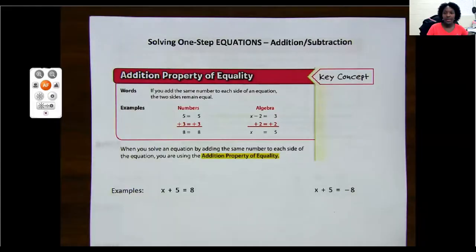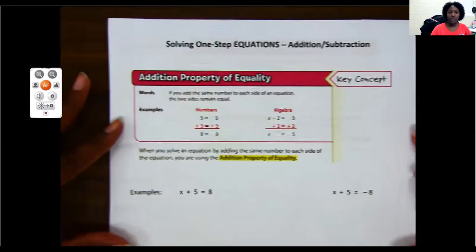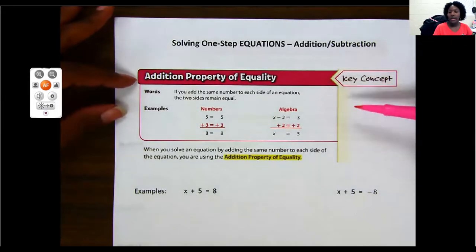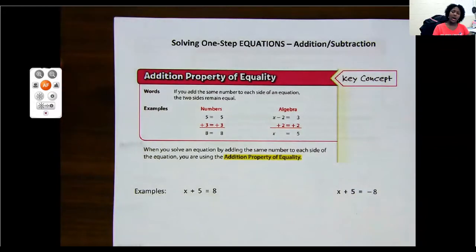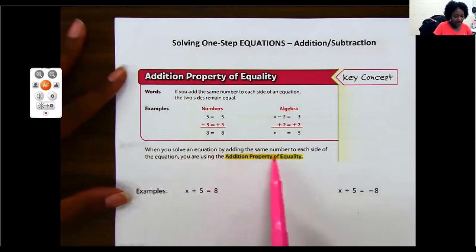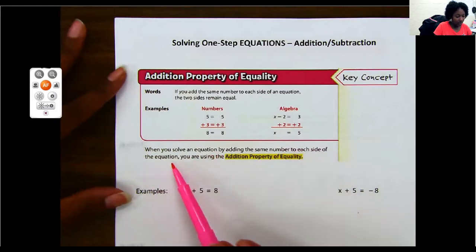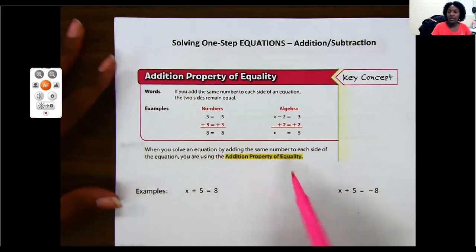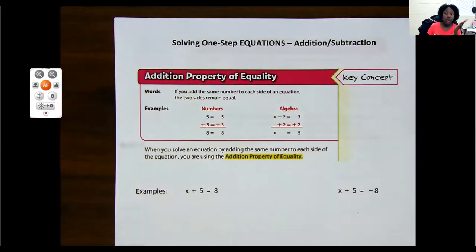So, solving one-step equations using addition or subtraction. The first thing we're going to talk about is the addition property of equality. You're like, oh my God, miss, what are you talking about? Don't worry, it's not as bad as it sounds. It's just a big fancy word for saying that you're going to add to both sides of the problem to solve. So it says when you solve an equation by adding the same number to each side of the equation, you are using the addition property of equality. The reason why it's equality is because whatever you do to one side of the equation, you have to do to the other side.